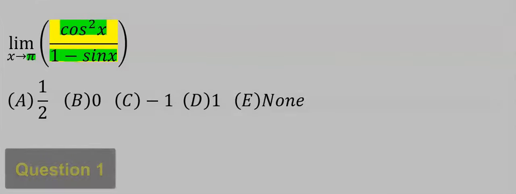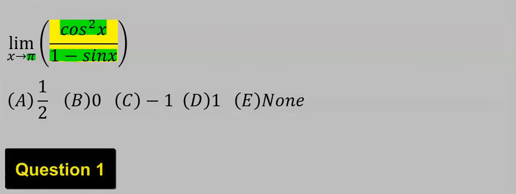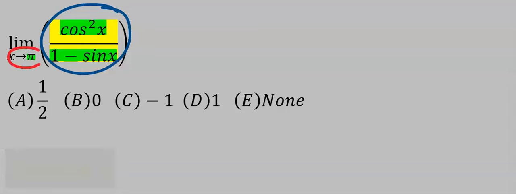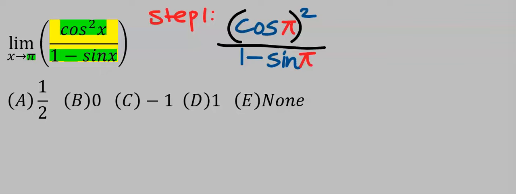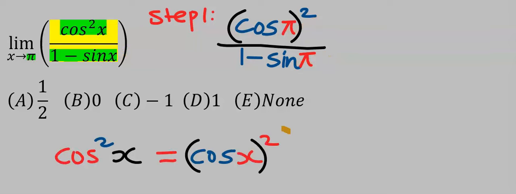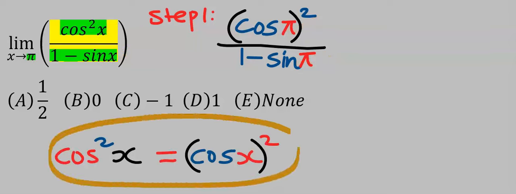Let's consider this question. Let's find the limit of this function as x tends to pi. To solve this problem, step number 1, apply direct substitution, that is, plug in. That is, wherever I see x, I'm going to put pi. But remember, cos square x is the same thing as cos x all squared.